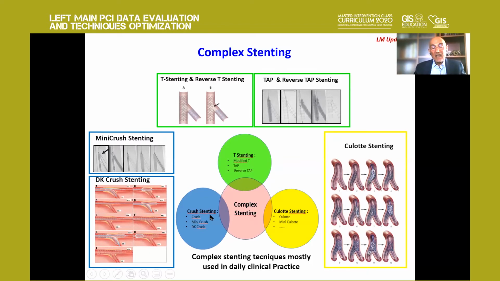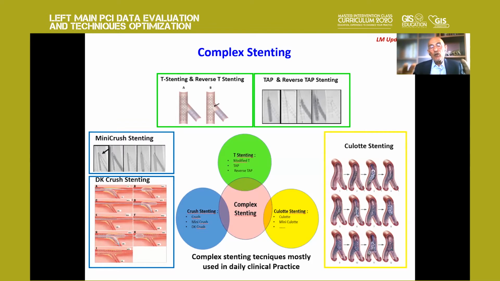Then crush stenting, where conventional crush is not done anymore. What we are doing is mini crush, or alternatively, we are doing DK crush today. And culotte, again, who is doing culotte, trying to have a minimal overlapping of 2 stents in the main vessel every time. So we are going more for mini culotte than the conventional culotte as it was described before.